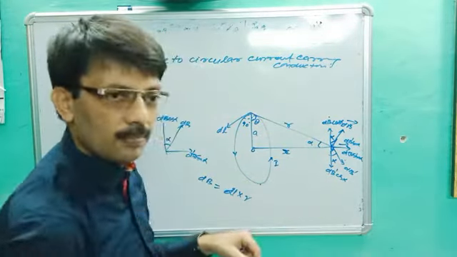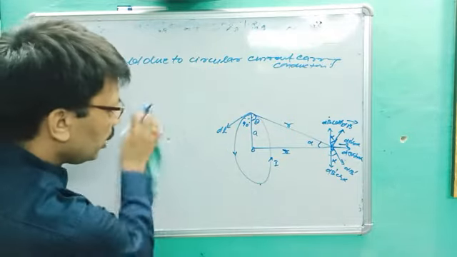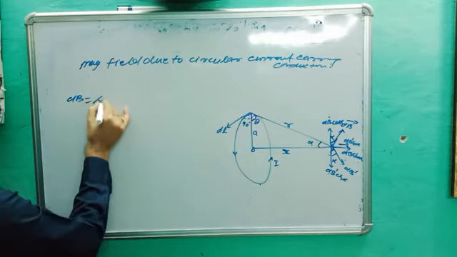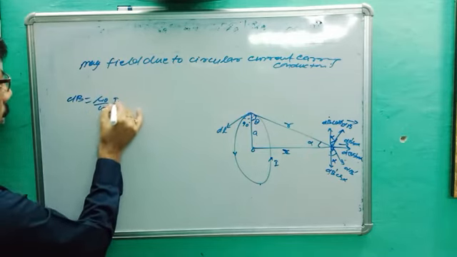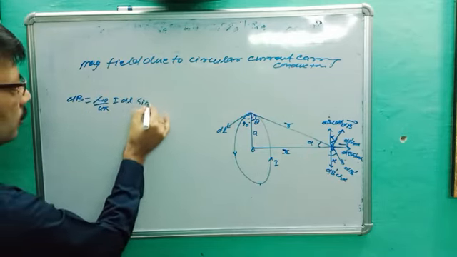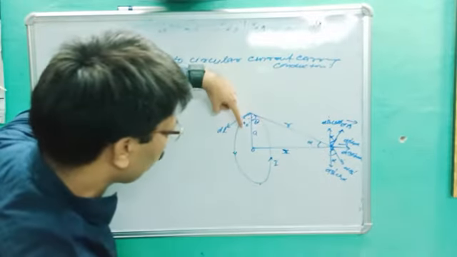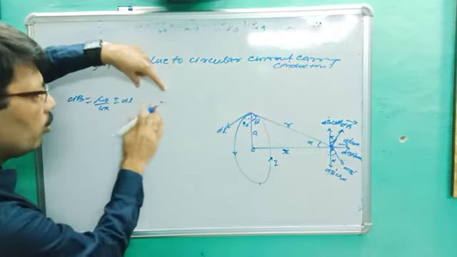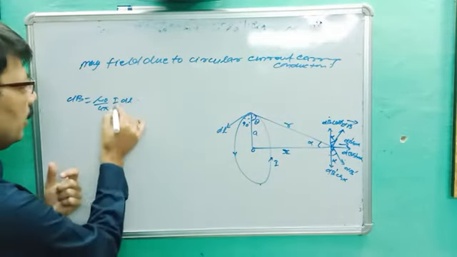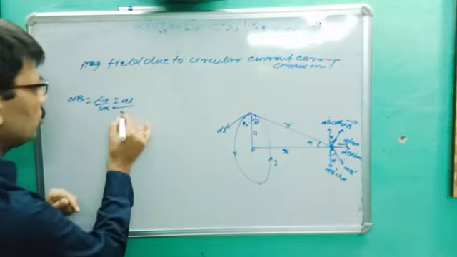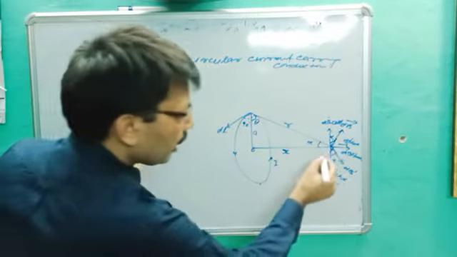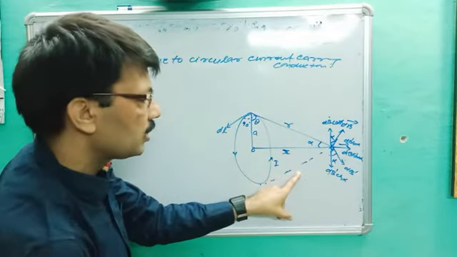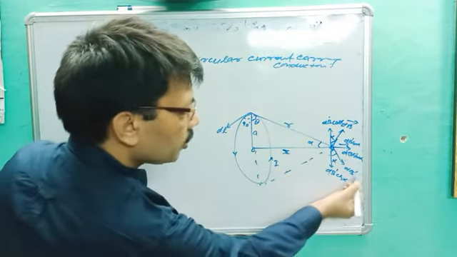dB and dB dash are the same. If you find the value of dB, apply the Biot-Savart law: dB is equal to mu naught upon 4 pi, I dl sin theta. The angle theta is 90 degree, so sin 90 is equal to 1, no need to write. Divided by the distance squared, r square. This is the value of dB. Similarly, for dB dash you will get the same, because this distance is also r. The radius is the same, so dB is equal to dB dash.